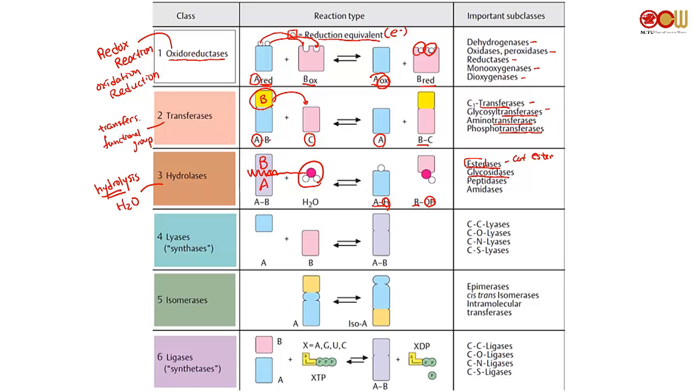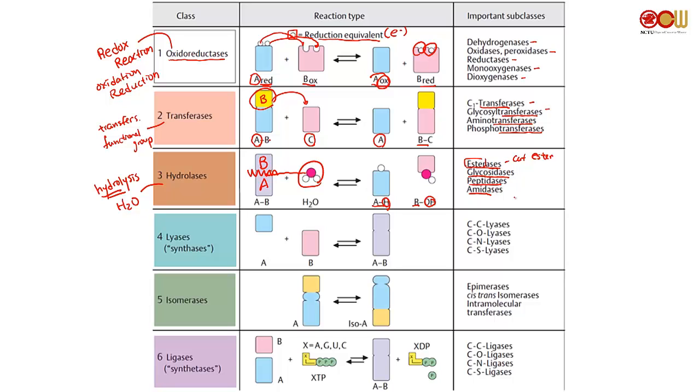You have glycosidase. Glycosidase is something that cuts glucose, right? Glycosidases cut sugar bonds. You have peptidase, so it cuts peptides. Amidase, essentially it cuts an amide, right? So in a way, you're going to be like, wait, that's similar to peptidase, right?